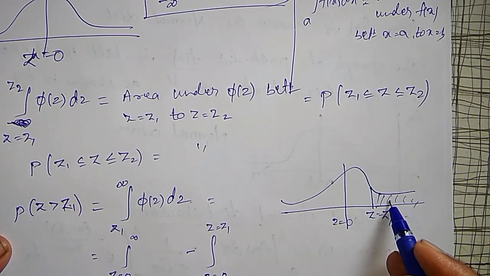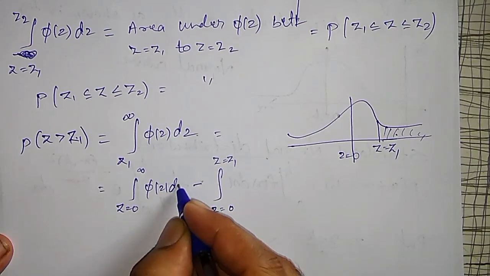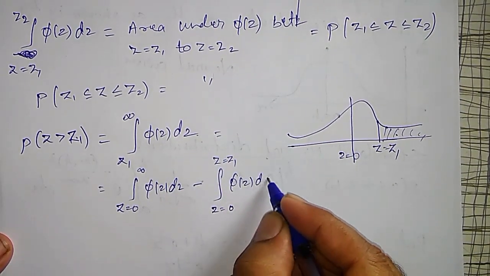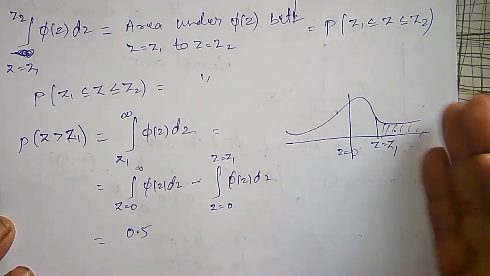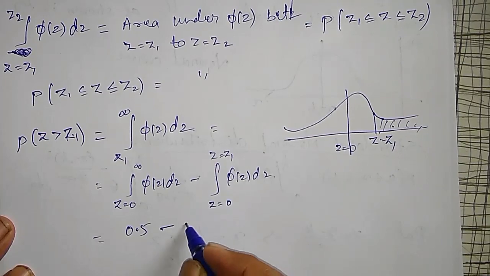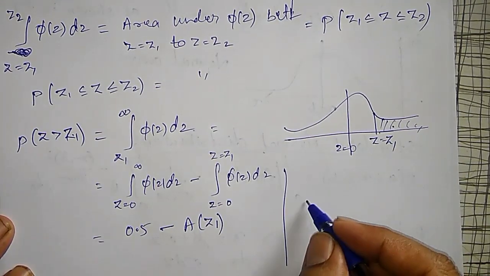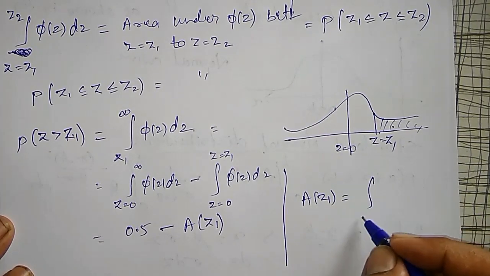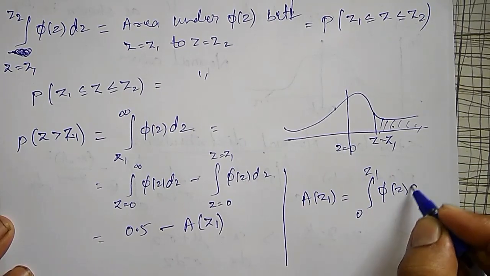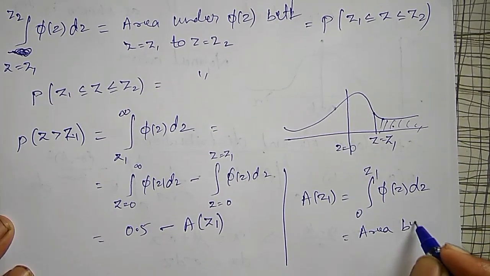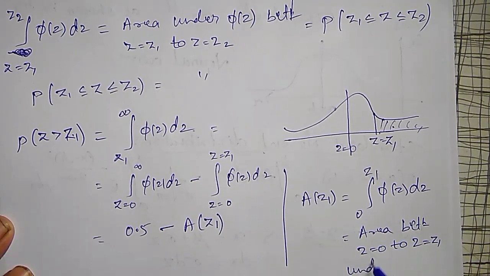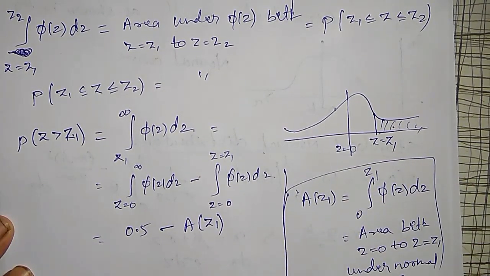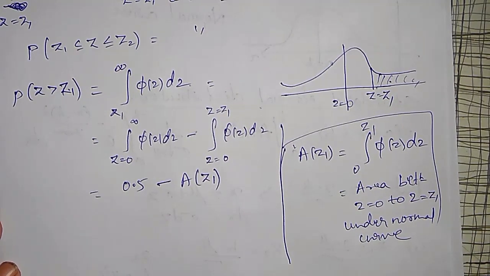If I do this, I am going to get this area. Therefore, this is the integral of phi of z dz minus the integral of phi of z dz, which is equal to 0.5, since the total area is 1 and half of that, by symmetry, is 0.5, minus this, which I will write as a of z1, where a of z1 is nothing but the integration from 0 to z1 of phi of z dz, that is, the area between z equal to 0 and z equal to z1 under the normal curve. Now onwards a of z1 is the area between z equal to 0 and z equal to z1. This is how to find it.